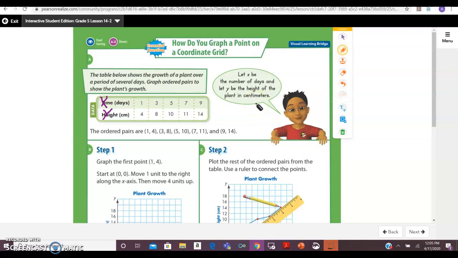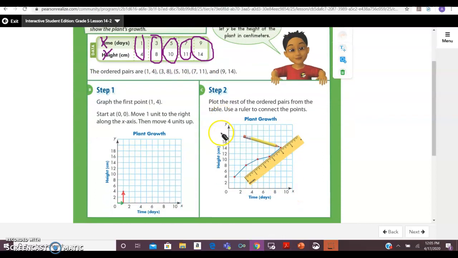When I am looking at this, I am going to say this goes together, this goes together. All these are going to create ordered pairs. My days is going to become my x-axis, and my height is going to become my y-axis. So my ordered pairs will be 1, 4, 3, 8, 5, 10, 7, 11, 9, 14. So now we have to graph them.